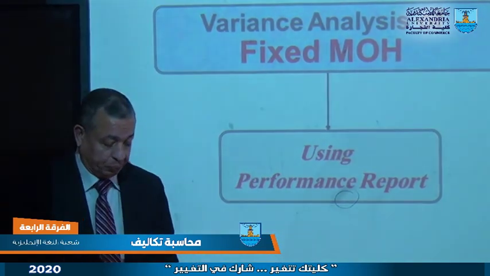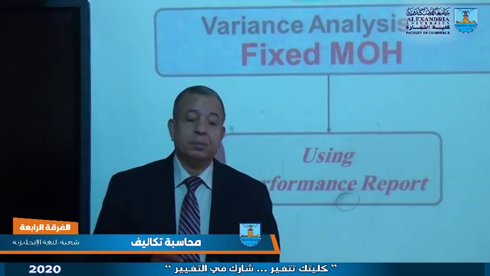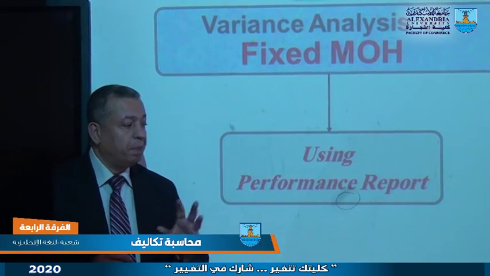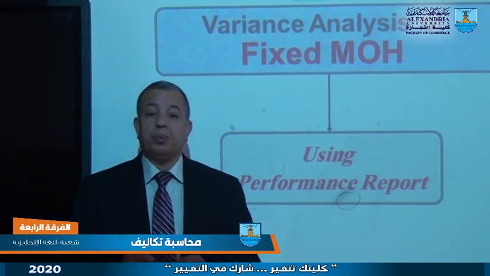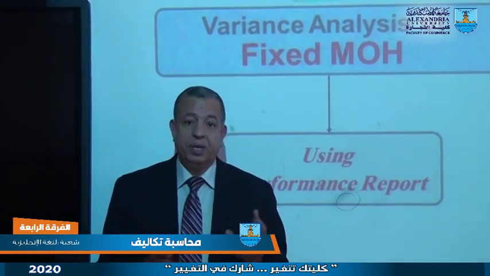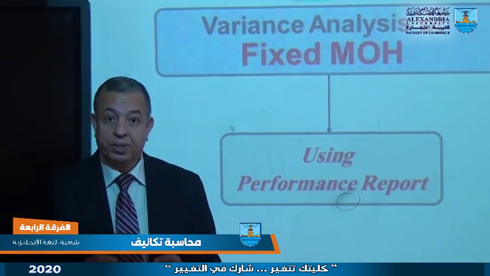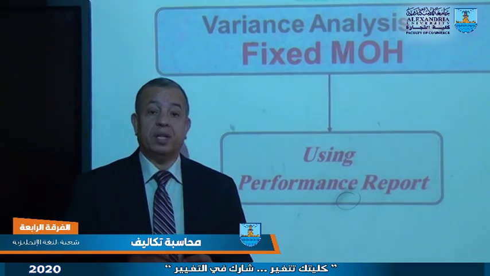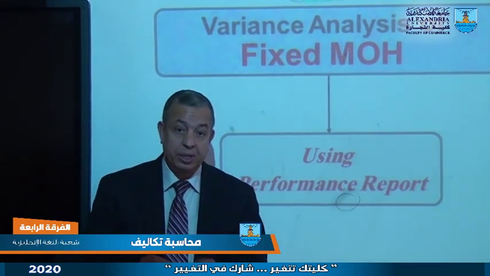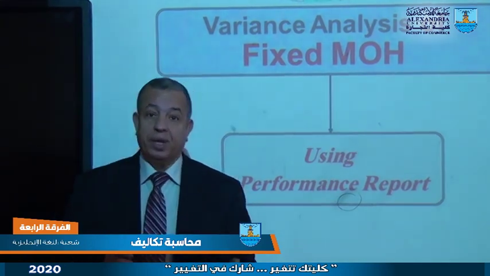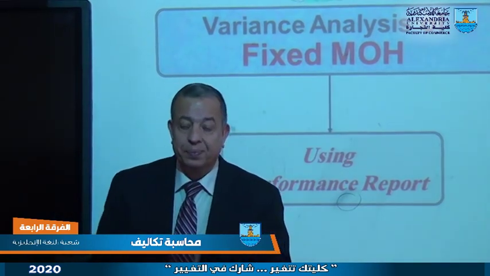So when I analyze variable overhead, I told you that I analyze the variances like direct labor variances, but instead of rate variance in manufacturing overhead, we say, in variable I mean, we say spending variance, and efficiency will be the same. Efficiency, if you remember, the difference between actual hours and standard hours allowed for actual production, and spending, the difference between actual rate and standard rate.